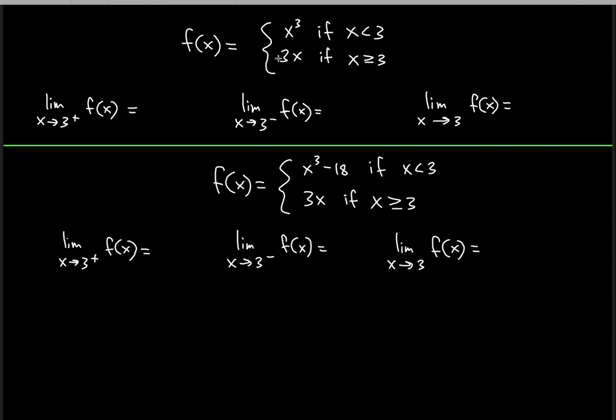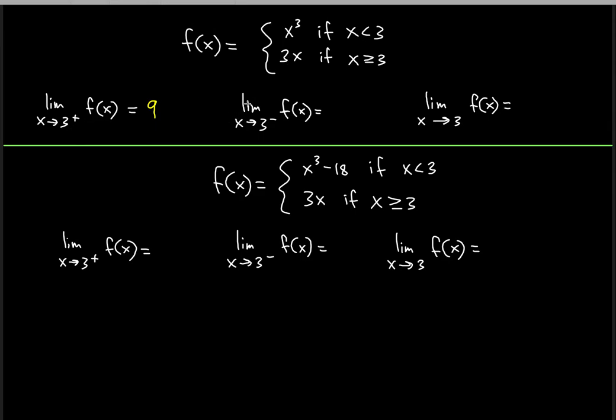So we need to use this 3x when we're trying to find the function value as x approaches 3 from the right. So 3 will be multiplied by the target value of 3 here, because that's where the x value approaches from the right side. 3 times 3 is 9, right? So the limit here is 9. And notice this is only the right-sided limit that we just calculated.